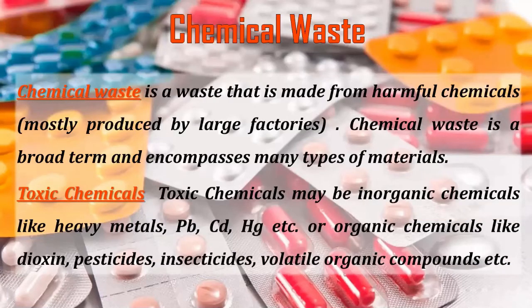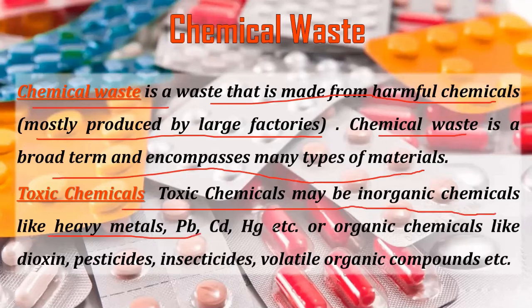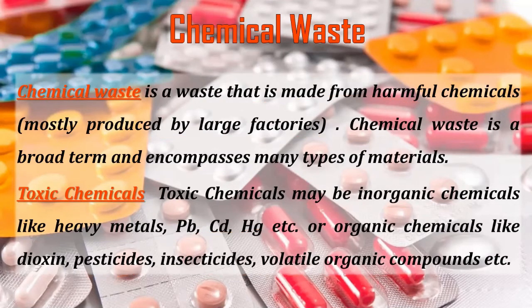After biomedical waste, we are having chemical waste. What does chemical waste mean? It is a type of waste that is made from harmful chemicals, mostly produced by large factories. Okay, and it is a broad term that encompasses many types of materials. Toxic chemicals may be inorganic chemicals like heavy metals. We have studied this in water pollution. And organic chemicals like dioxin, pesticide, insecticide, volatile compounds, etc., etc. All these are nothing but chemical waste. Okay, personally I love this PPT, right?